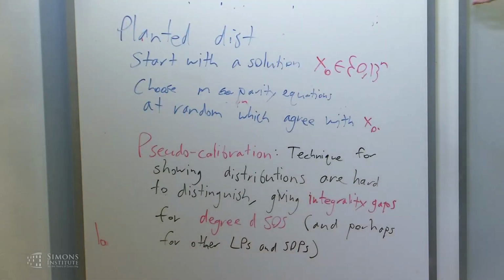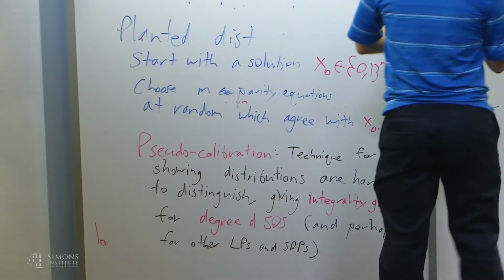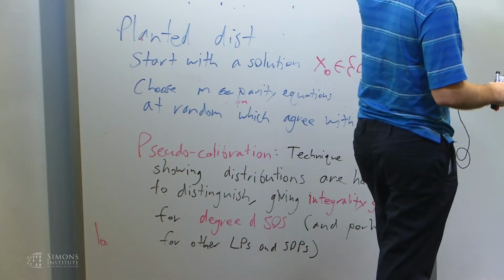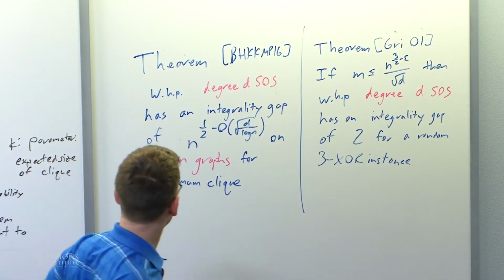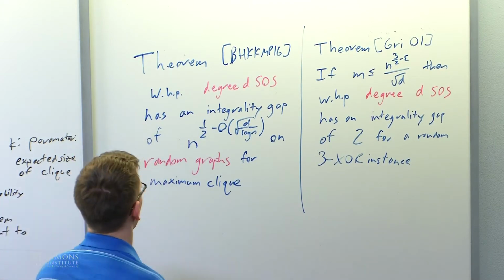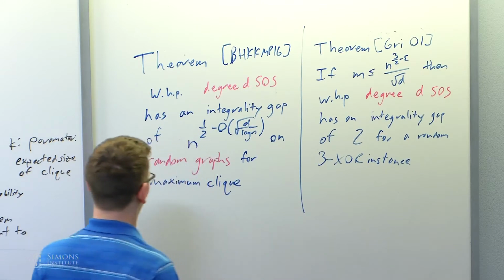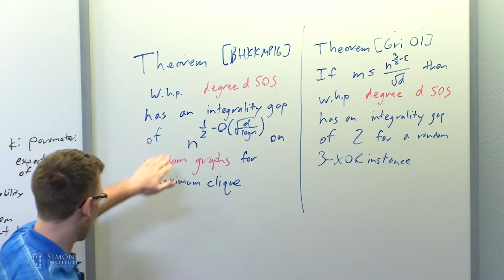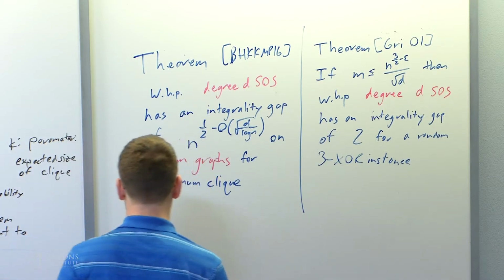Okay, so now what kind of results can we show with pseudo calibration? Here I'll start with a recent almost tight lower bound for planted clique, which says that the integrality gap on random graphs is almost the square root of n. So let me make a few remarks on this.